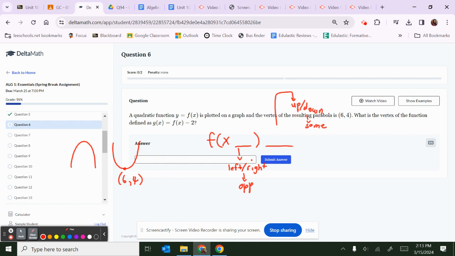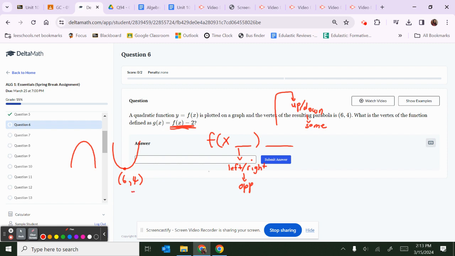So for this question, guys, do you see a number on the inside or on the outside? I only see a number on the outside, so I need to do exactly the same as what it is telling me to do. I see a minus 2 and it's telling me to go down 2. To go down 2, all it means is that you subtract 2 from your y value.